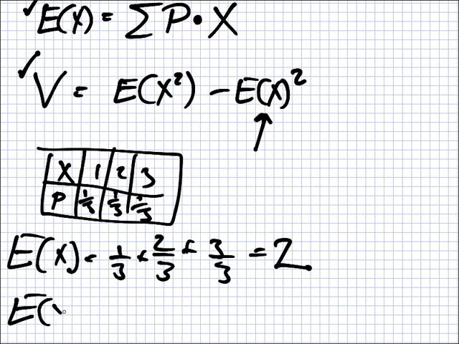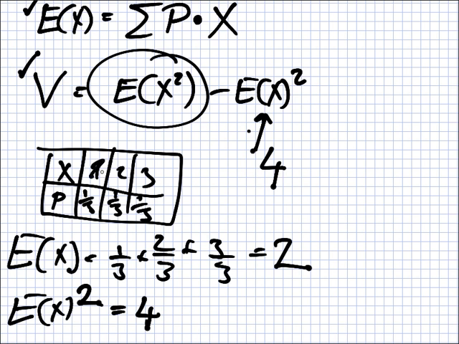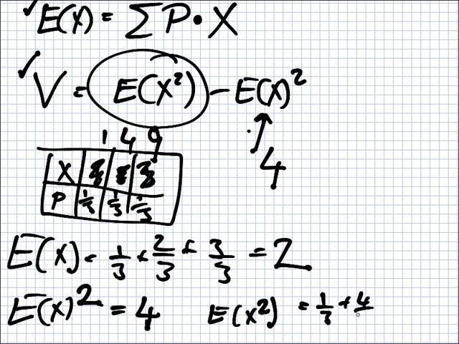So that means EX, with the square on the outside, is 4. So this guy here is a 4. Now, this one here, I have to square all these numbers. So that becomes 1, 4, 9. I'm squaring them: 1 squared, 2 squared, 3 squared. So then EX with the square on the inside is 1 over 3 plus 4 over 3 plus 9 over 3. 1 times 1 over 3, 4 times 1 over 3, 9 times 1 over 3. You do the same.